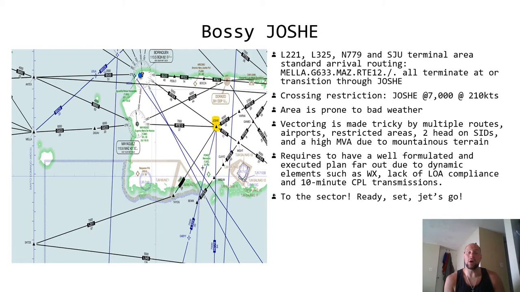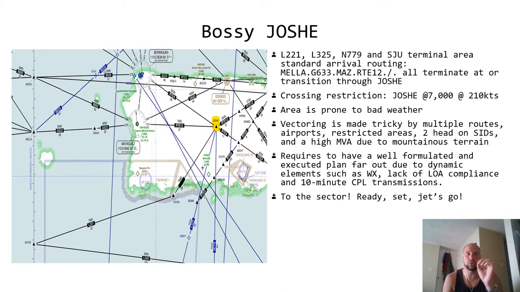Crossing restriction. The nature of the crossing restriction is due to Joshe's proximity to the San Juan area, especially when we're talking about the ILS or RNAV Runway 8 and ILS and RNAV Runway 10 approaches at San Juan. You don't have a lot of room between Joshe and those initial approach fixes.